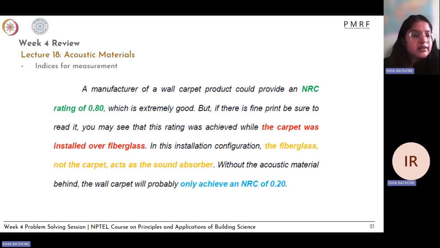So you would buy a product which is not very essential or very useful for you, because you would place it on a stone floor or a different type of floor, and will not give you the same NRC value. So these are things you should understand, how these measurements are done and what is the fine print to be read. Okay, so this is just an example of NRC.